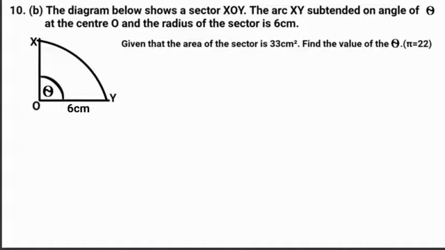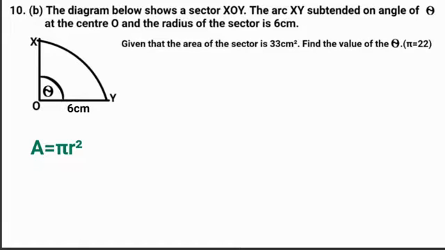What we're going to do is first identify the formula for finding the area of a circle. The formula is area equals pi r squared. This is the area of the full circle. Now, as you can see, we're just given a sector of the circle and we're told to find theta. So to do this, we're going to modify this formula.